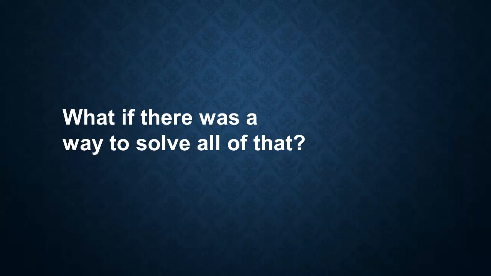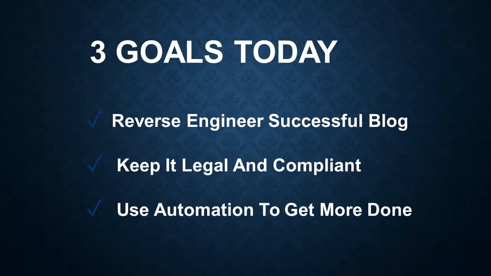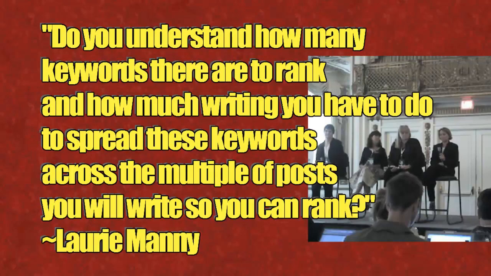We're going to have three main goals today. We're going to reverse engineer the blog. We're going to talk about how to keep it legal and compliant, and I'm going to show you a way to get my real estate social media policy and procedure manual for free, and we're going to use automation to get some more done.